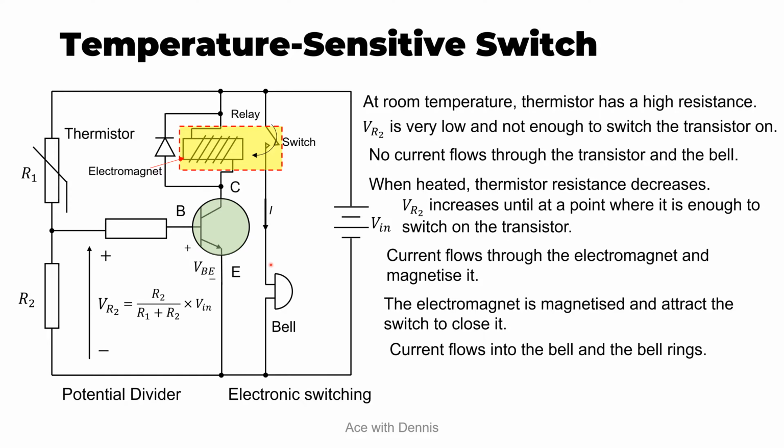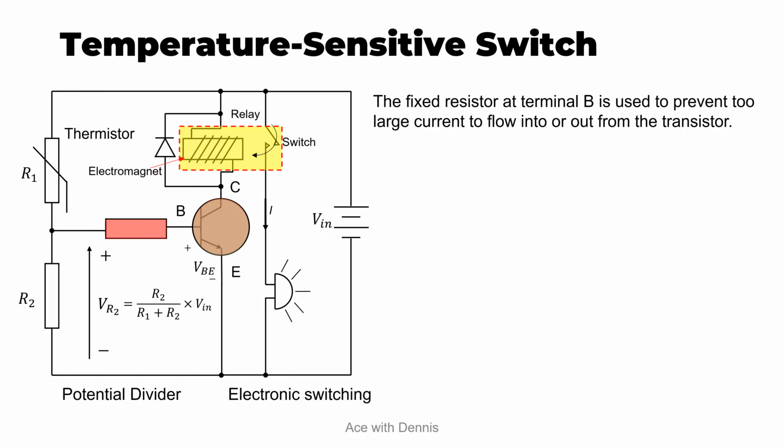There are three things that you may need to pay attention to in this temperature-sensitive switch circuit. The first one is this fixed resistor. The fixed resistor at terminal B is used to prevent excess current from flowing into or out of the transistor and damaging the transistor.